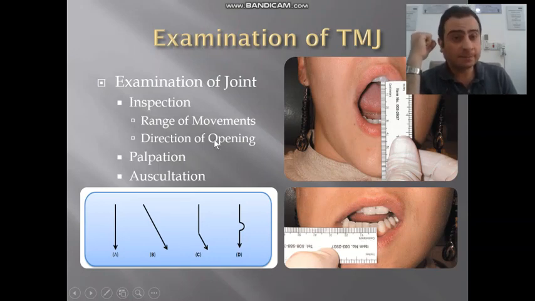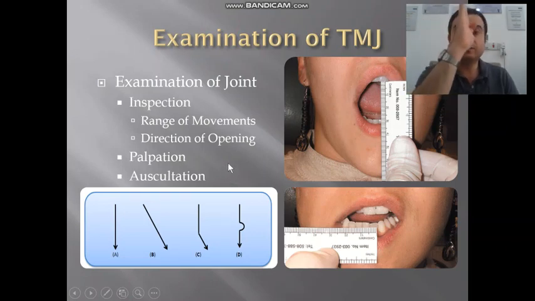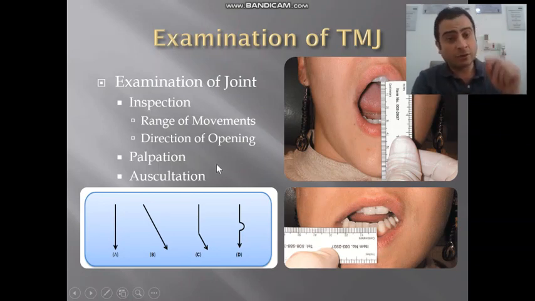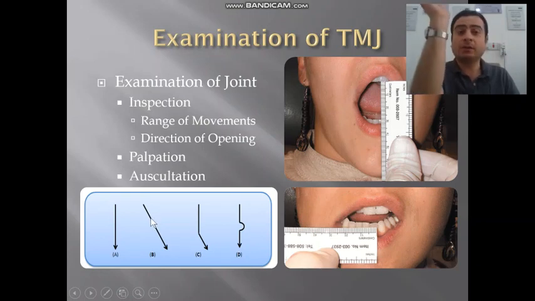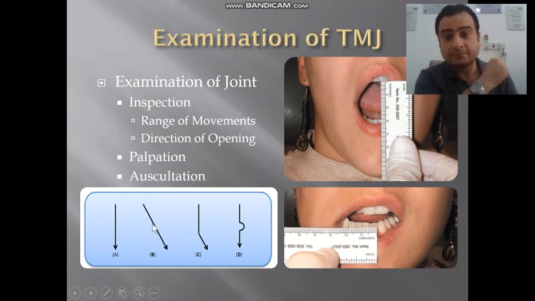We also inspect the direction of opening. We ask the patient to open and close and move. As the mandible moves, we see the direction of opening. Usually it is a straight line without any deviation. This is the normal opening. And if there is adhesion on one side of the joint, there will be an oblique line directed toward the affected side.